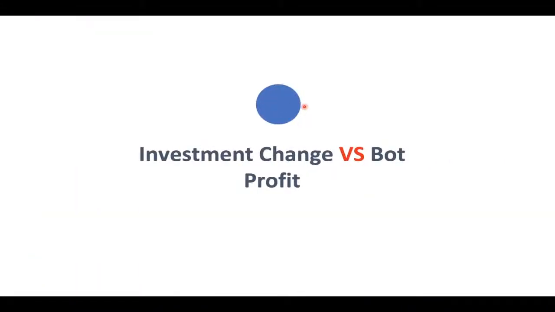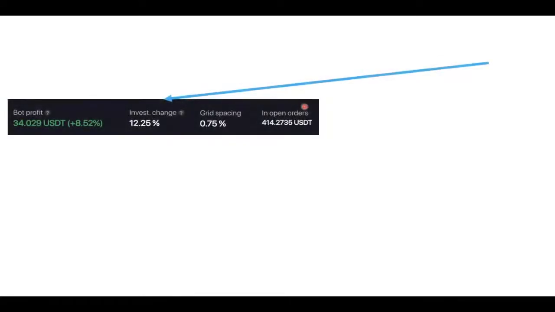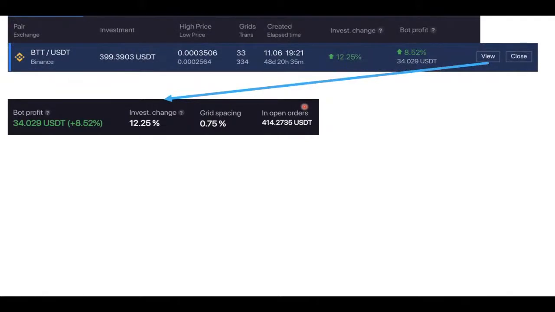So now is the time to define what makes investment change different from the bot profit. So what really makes it different is that, well, actually they are not different, they are united in a way that, you see, that's BitTorrent trading to USDT with the total investment of 400, and you see the investment change is 12%.